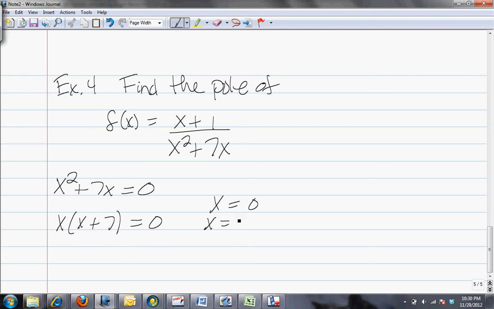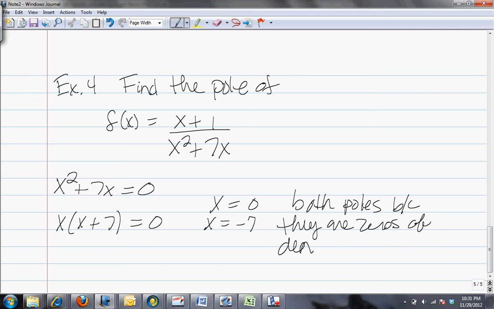So the two poles here, or vertical asymptotes, would be x equals 0 and x equals -7. And these are both poles because they are zeros of the denominator but not the numerator. All right, those are our two examples.